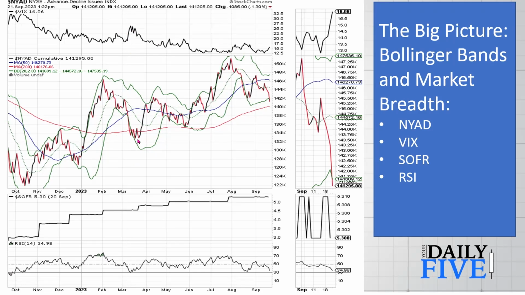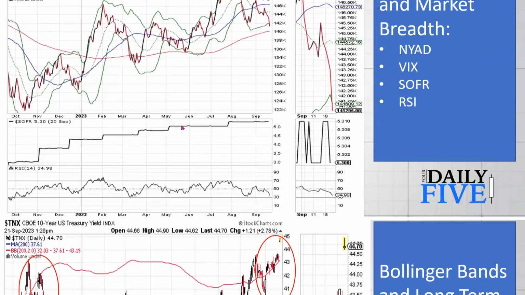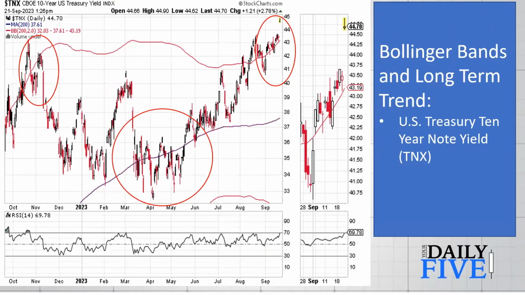But when it hits the top and you have a bottom in the advance-decline line, of course, you see the lower Bollinger Band, and everything kind of comes together. So you want to be able to confirm what you see in the Bollinger Bands with other indicators.